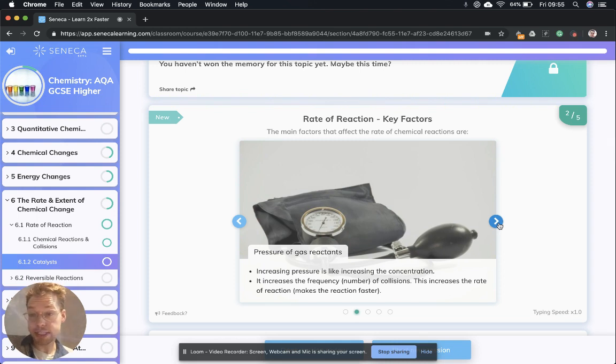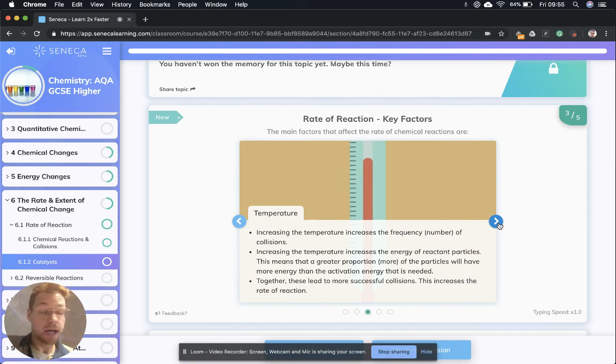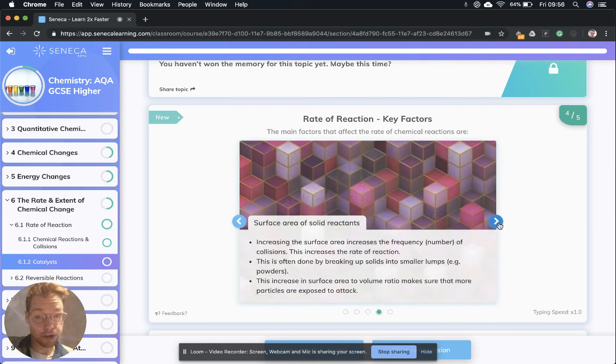If you want to review successful collisions, make sure you check out the episode on chemical reactions and collisions. That will go over a lot of the key terminology used here. Another important factor for rates of reaction is temperature, because increasing temperature increases the number of successful collisions. So there is a greater rate of reaction. Surface area. Surface area is really, really important because increasing the surface area increases the frequency of collisions. And this obviously increases the rate of reaction.